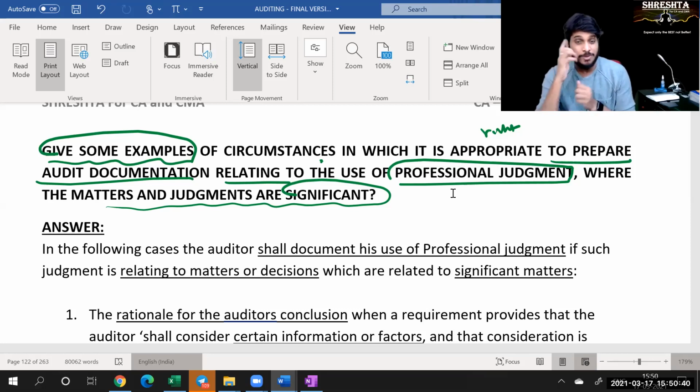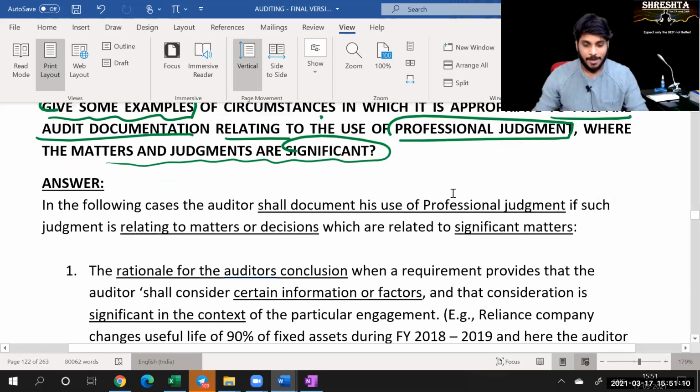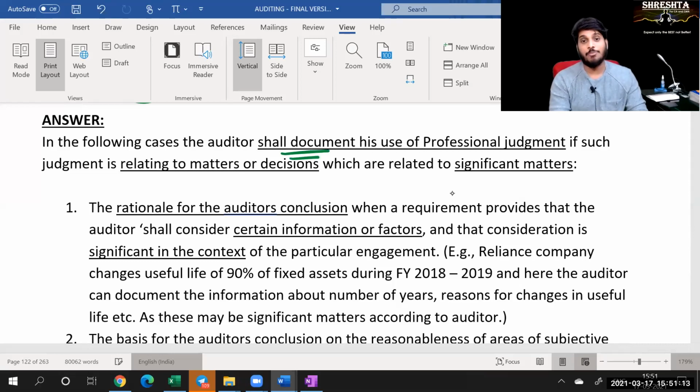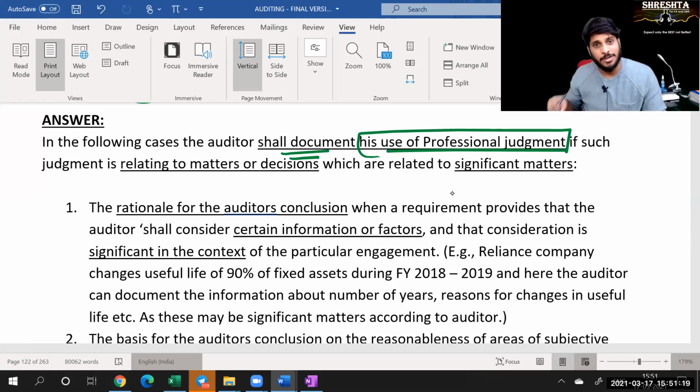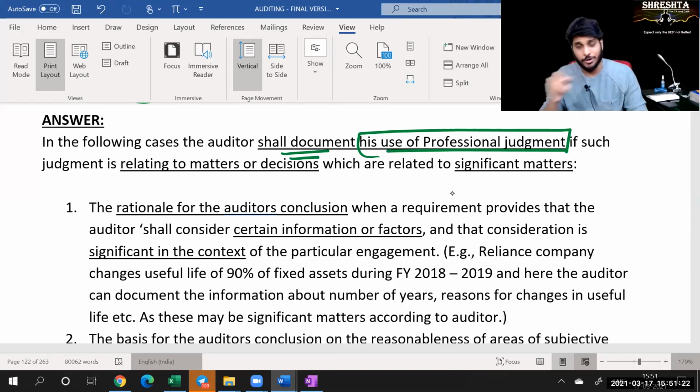Now here you are using judgmental skills, right? This is how they decided; this is reasonable, that is not reasonable. You decide based on your thought process and your experience. And moreover, whatever you decided is a very important, significant matter. How do you document this? Give some examples where it is appropriate to document. First, let us read the answer. In the following cases, the auditor shall document his use of professional judgment. Whatever judgment process you've used, you need to document and record it.